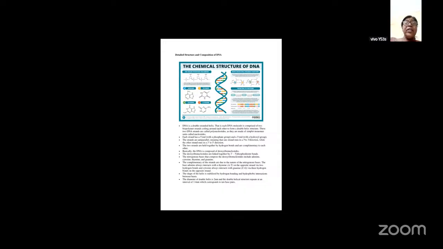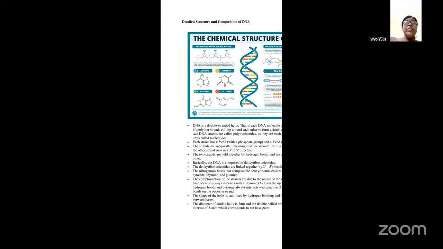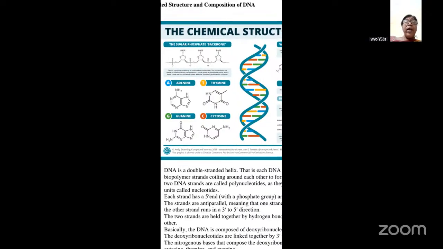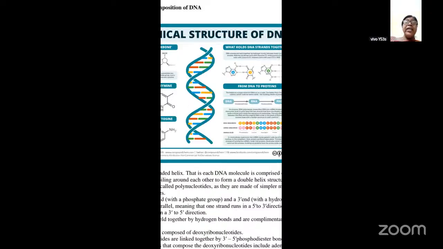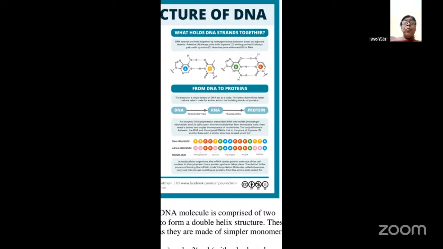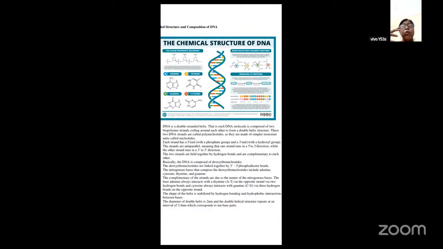Now the chemical structure of the DNA, the same is given here also. See here, the sugar phosphate backbone, and adenine, thymine, guanine, and cytosine. So the double helical structure just looks like a twisted ladder, and what holds the DNA strands together. Okay, so from DNA to the proteins. DNA will form the RNA, and the RNA will form the protein. I'll tell you that when we go to protein synthesis.